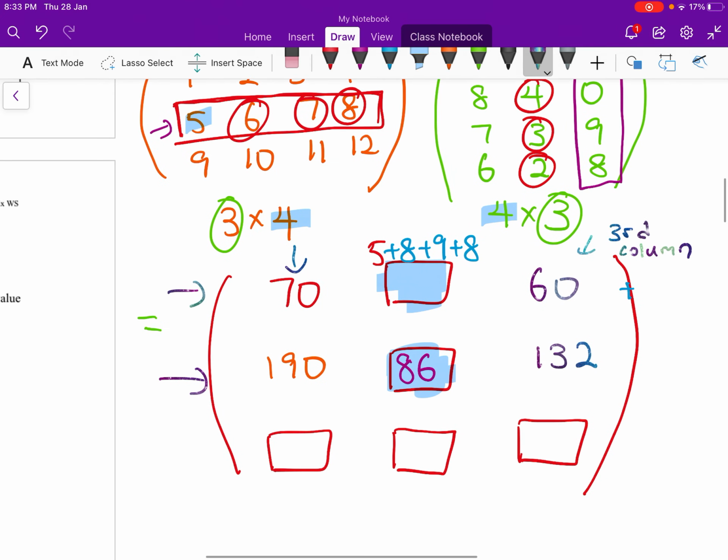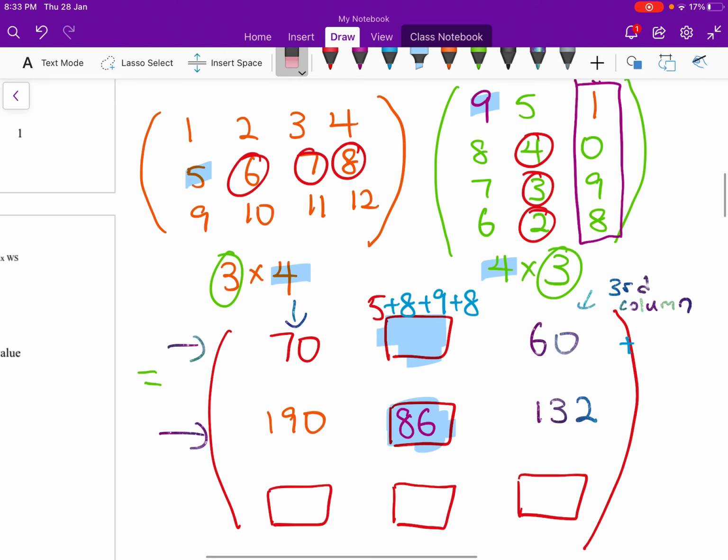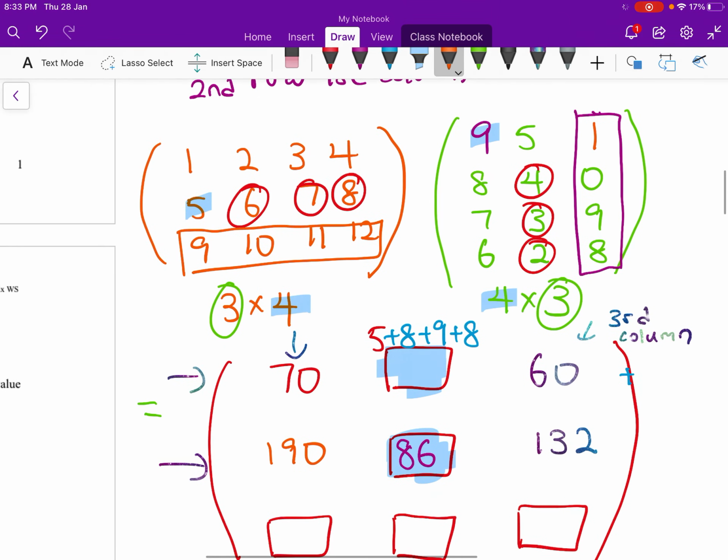Now we are done with the first row and second row. Now we move on to the third row. Remember, third row, so our orange matrix must be here. The first matrix must always be the row, and the second matrix must be the column. So this is the first row.